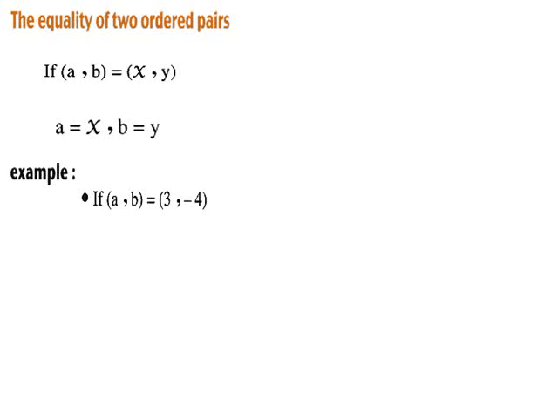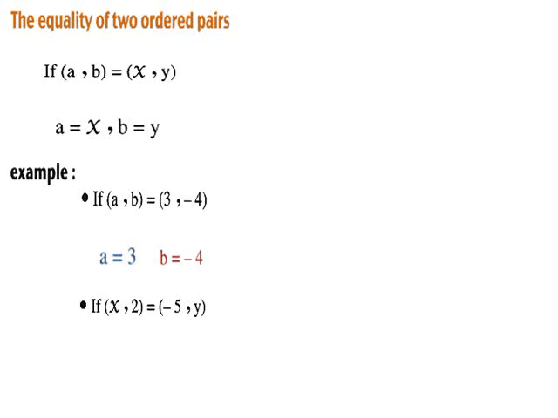If (a, b) equals (3, -4), so a equals what? Yes, that's correct. a equals 3. What about b? Yes, it's negative 4. So a equals 3 and b equals negative 4. That's correct.